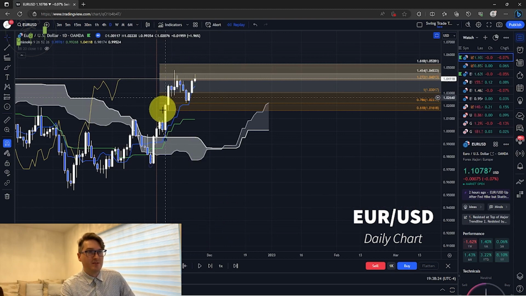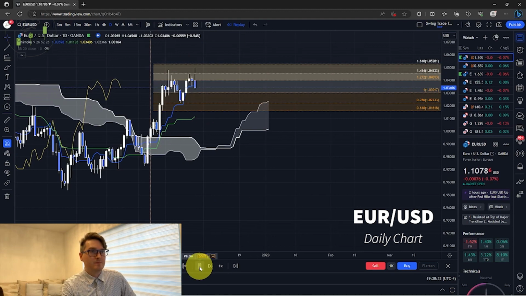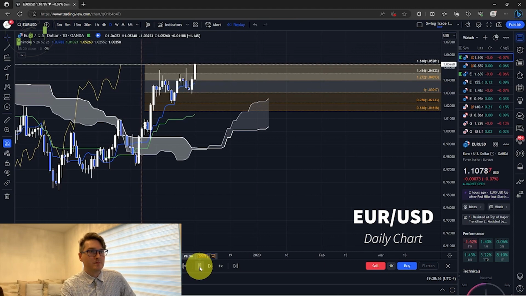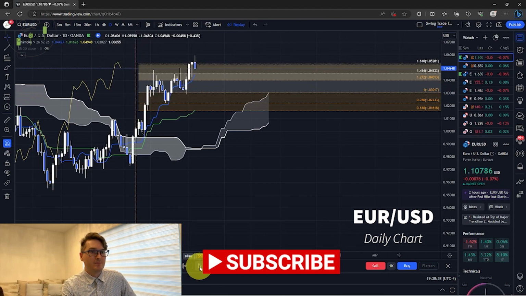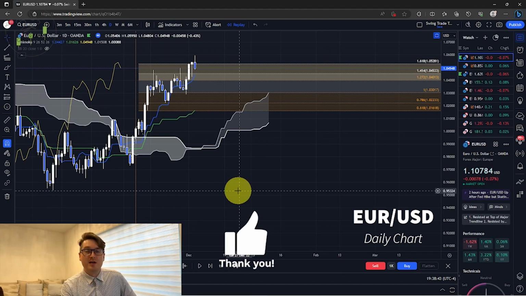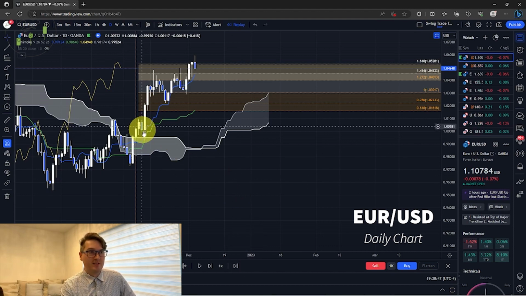Okay, now we need to confirm this N wave. We need to have price break and close above this level here. Okay, and look guys, there you have it. Our price target was the 1.618 because, you know, we had the retracement here.